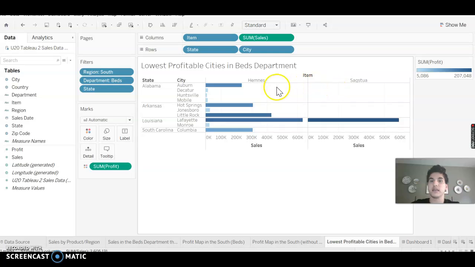also realized that in all these cities, Hemnes was selling every time, the whole time, and Saxtua was sold just one time, and the other bed, which is Malm, didn't even sell. So yeah, that was fairly reasonable. So I decided to finalize my conclusions.